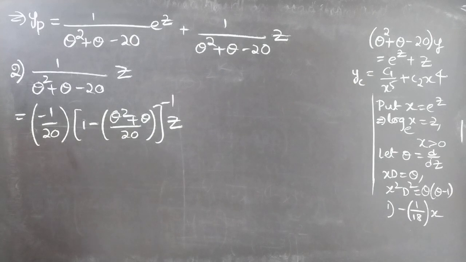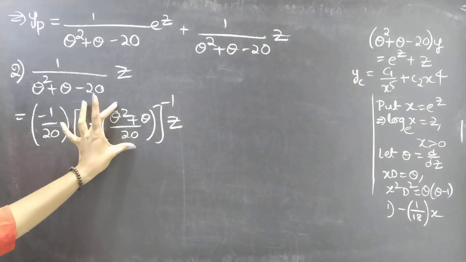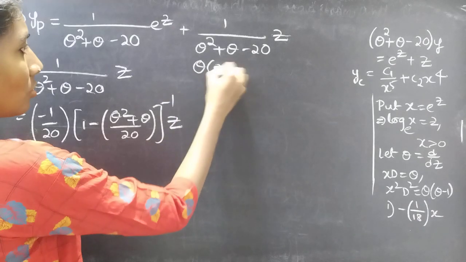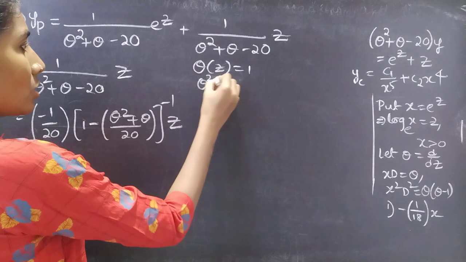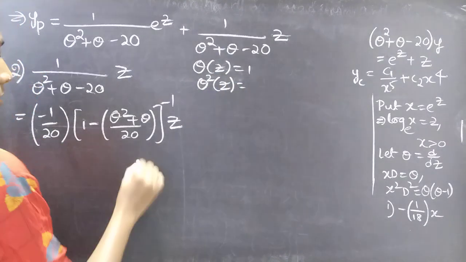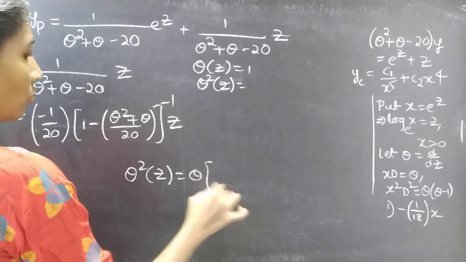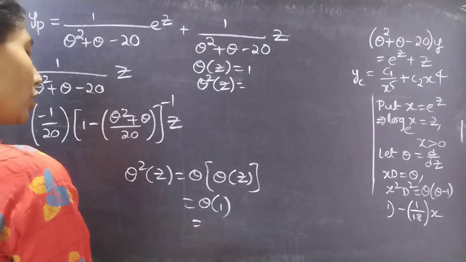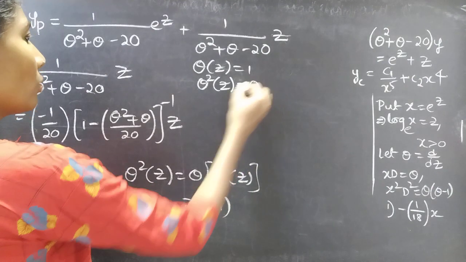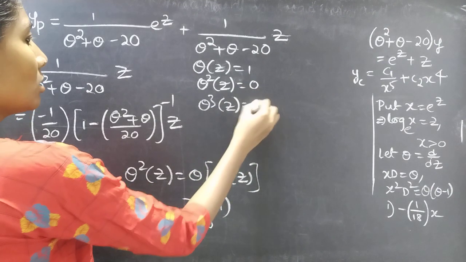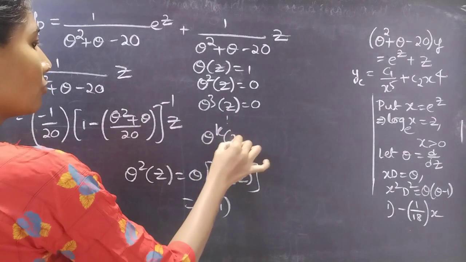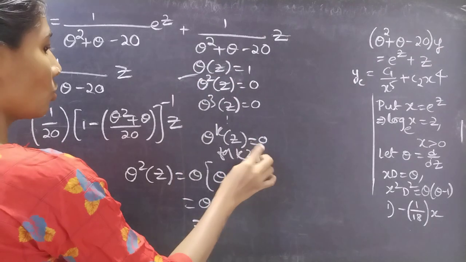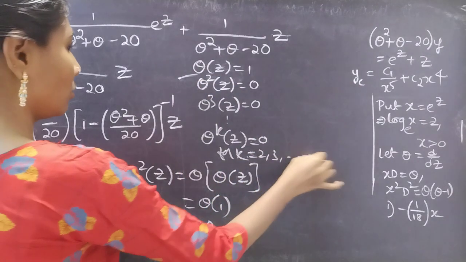So before expanding 1 minus theta square plus theta by 20 whole inverse, we'll find derivatives of z. Theta of z is 1, right? Then theta square of z can be written as theta of z. We have the value of theta of z which is 1. Then derivative of 1 with respect to z is 0, right? Likewise theta cube of z is 0 and so on. In general, theta power k of z equals 0 for k equal to 2, 3 and so on, right?